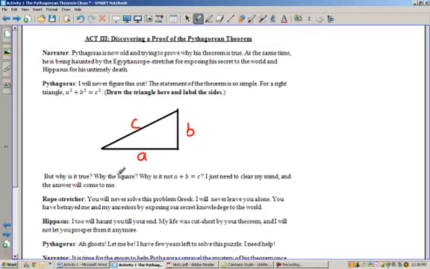But why is it true? Why the square? Why not a plus b equals c? Why is it that a squared plus b squared is equal to c squared? And so Pythagoras says, if I just clear my mind, the answer will come to me.